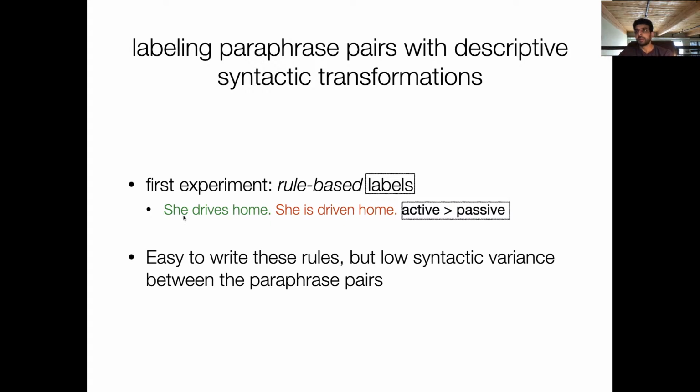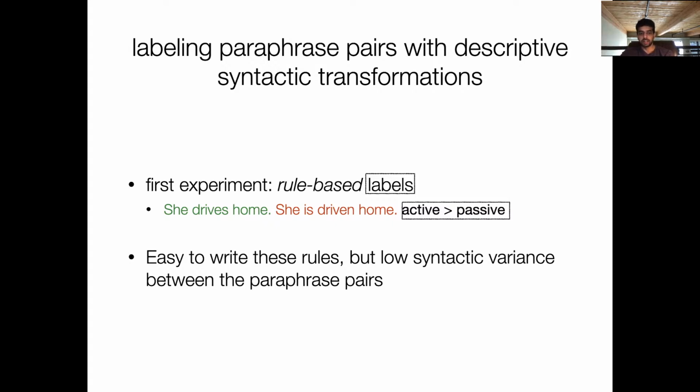So I might have a paraphrase pair that I've generated through back translation that is like, she drives home versus she is driven home. Actually, I don't know if this is active to... Yeah, this is an active to passive transformation, right? So the first sentence is written in active voice. Oh, no, this is not. Sorry, this example is bad. These two sentences mean different things.